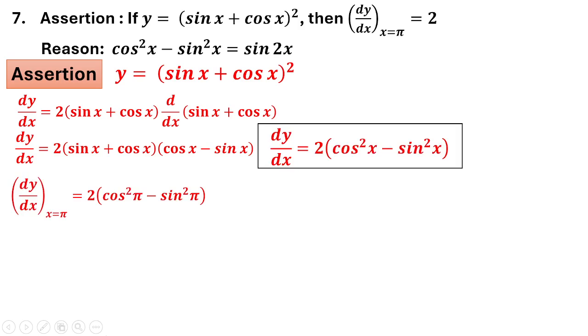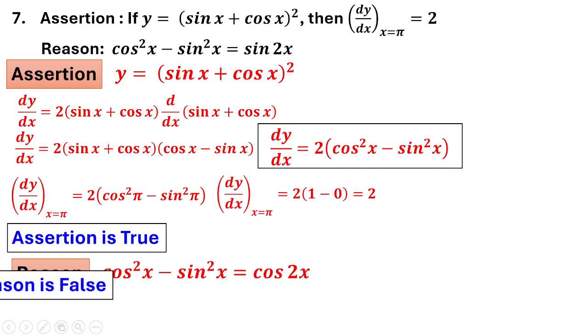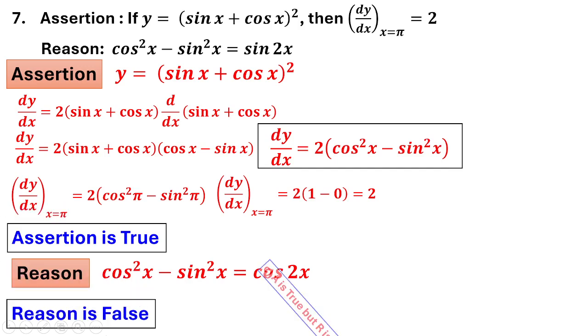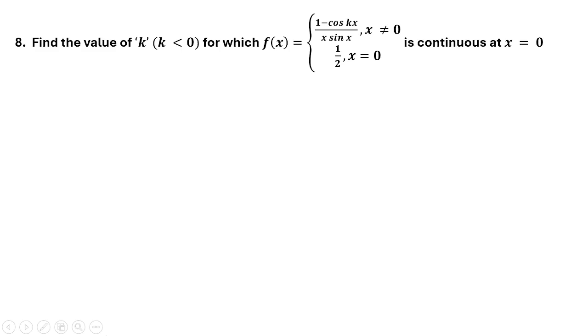No need to write cos square x minus sin square x as cos 2x. You can directly substitute. Now we are getting the answer as 2 into 1 minus 0. Therefore, it is 2, because cos pi is minus 1. So you got the assertion as true. But the reason says cos square x minus sin square x is cos 2x, not sin 2x. Therefore, reason is false. So you have to tell the option as A is true, but R is false. Go to question number 8.